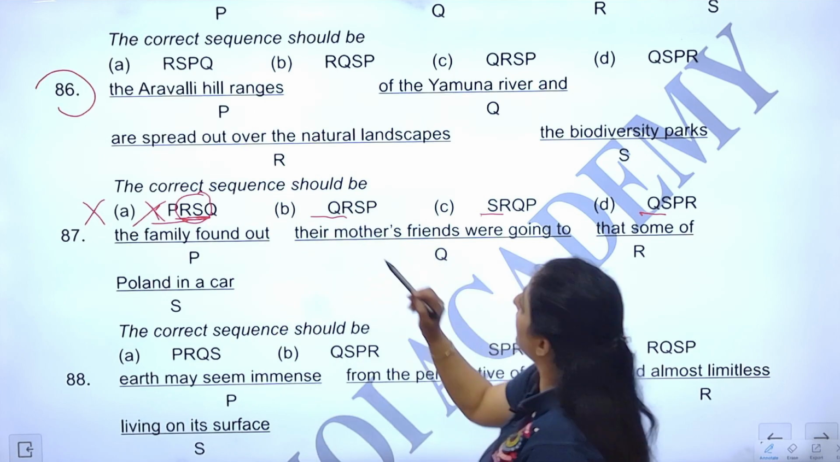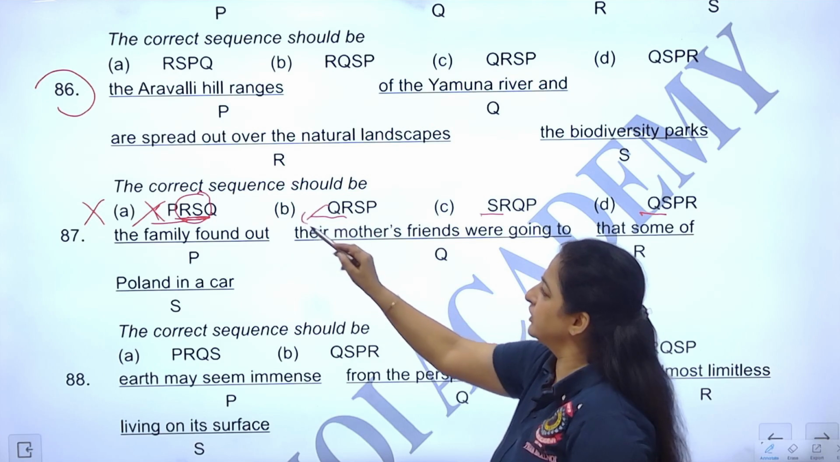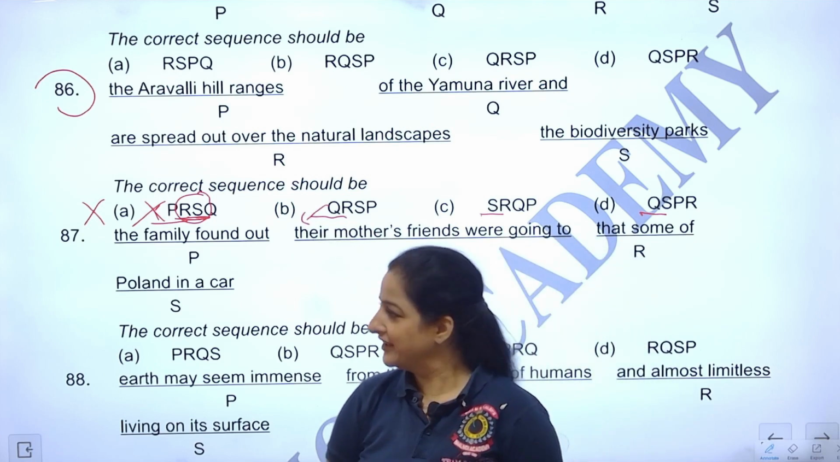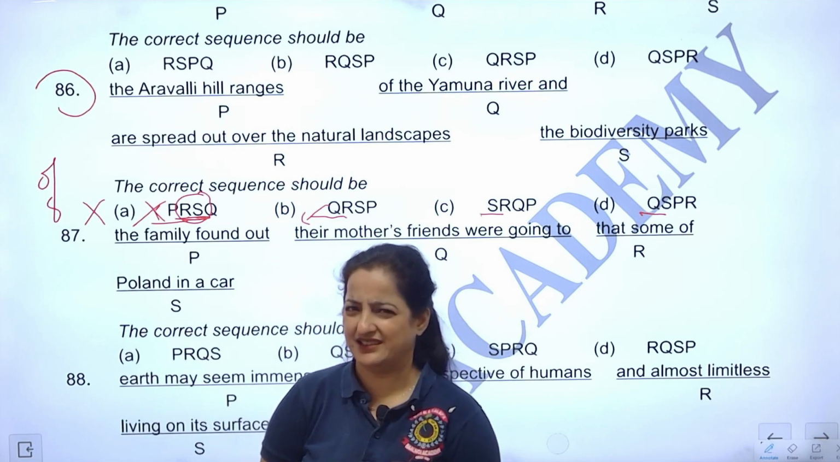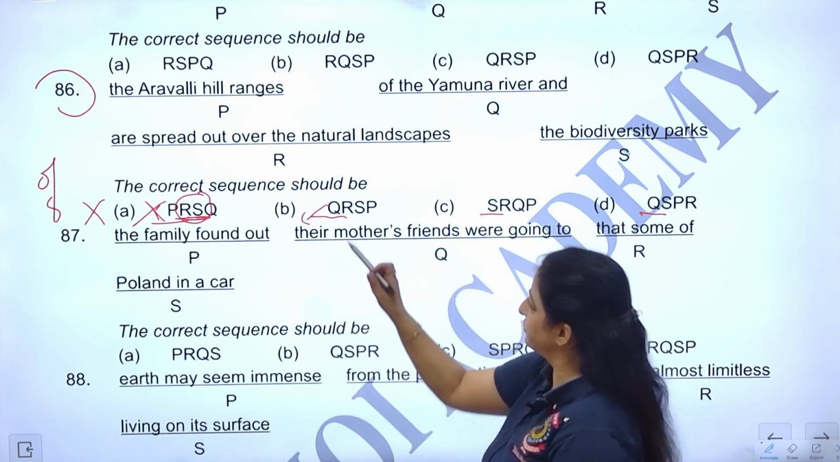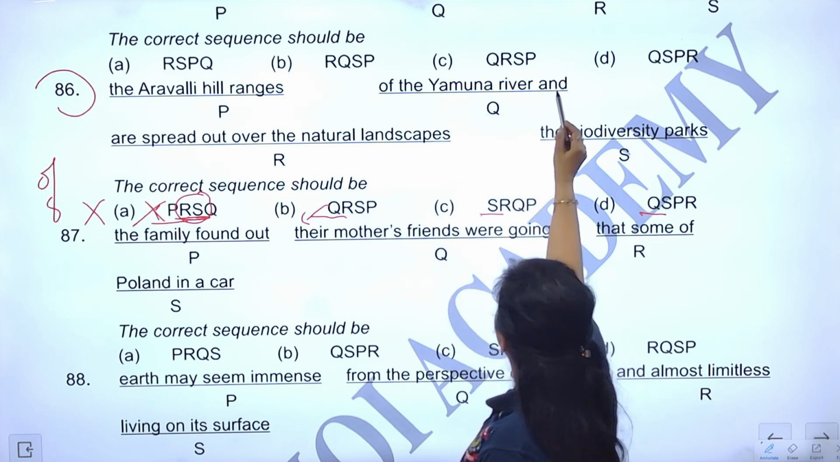Let's read QRST. Of the Yamuna river. I guess its starting is bad. Can we begin sentences with of? We cannot. Still, we won't rule it out so easily. We'll read it. Of the Yamuna river and R.